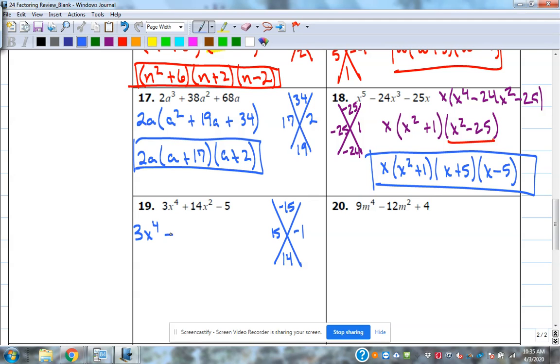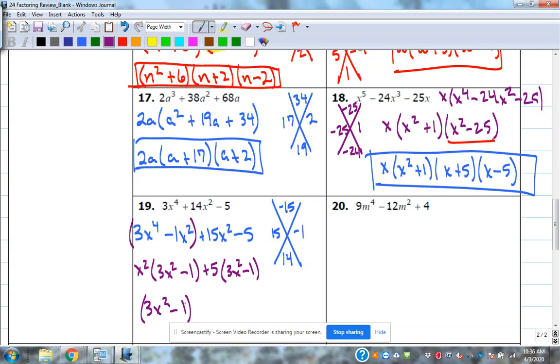So I'm going to put in negative 1x squared and plus 15x squared minus 5, and I'm going to group those. It's going to be x squared, 3x squared minus 1, and then this one's going to be plus 5, and then that'll be 3x squared minus 1. So my factors are 3x squared minus 1, x squared plus 5.